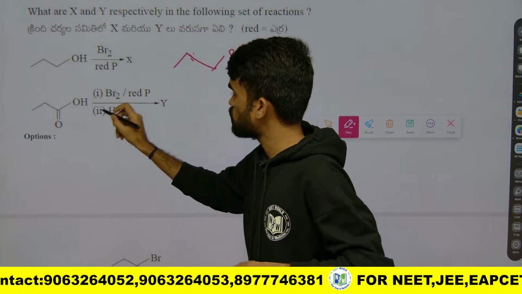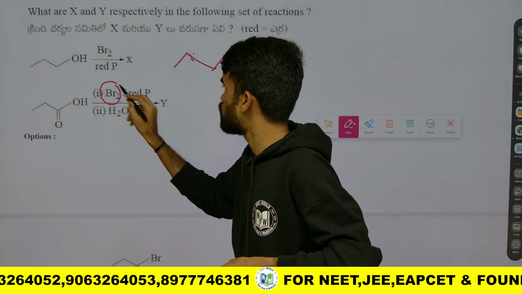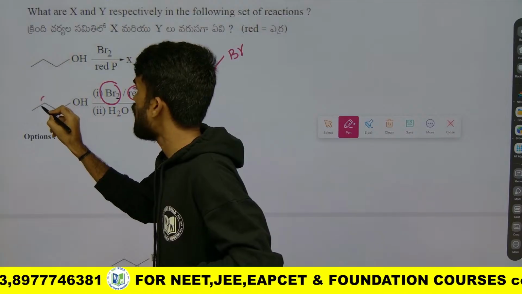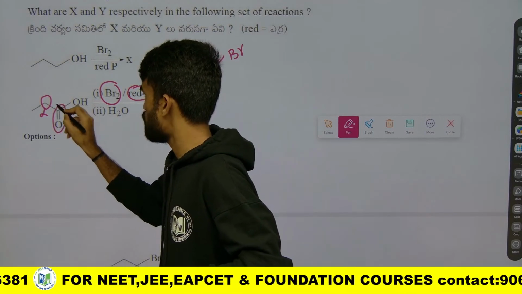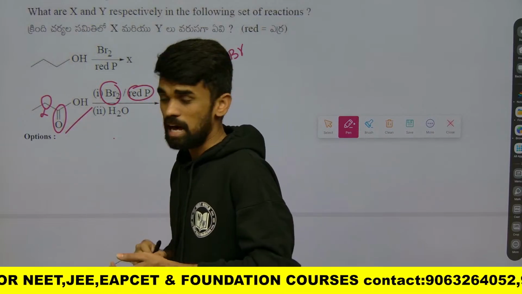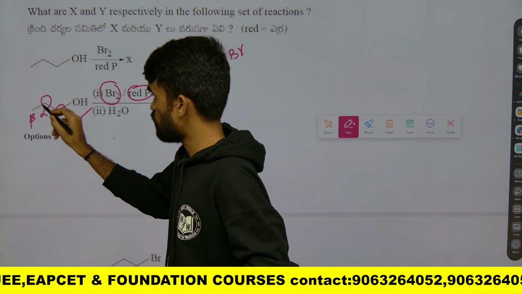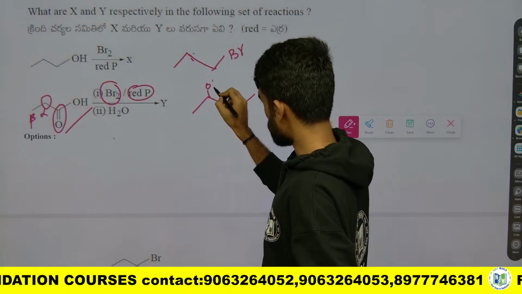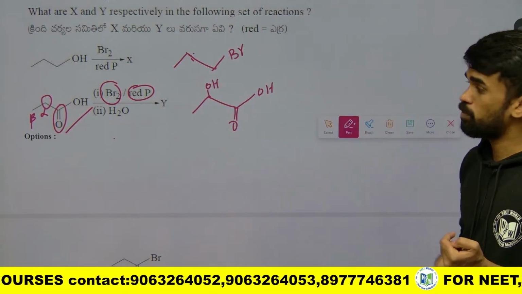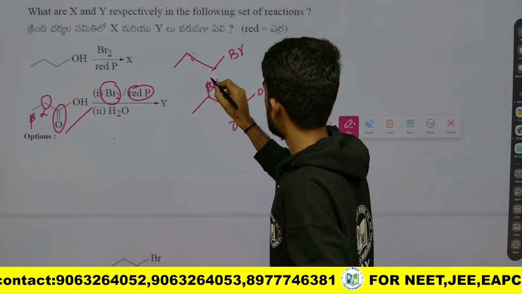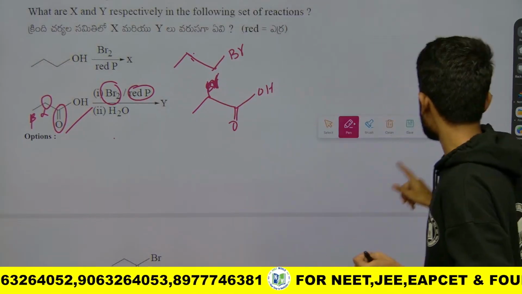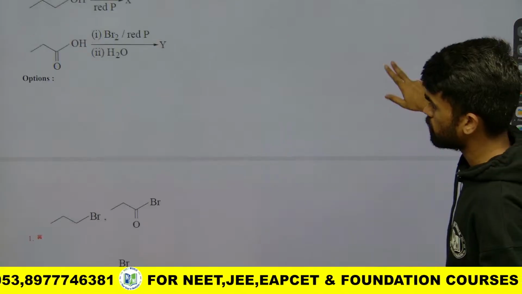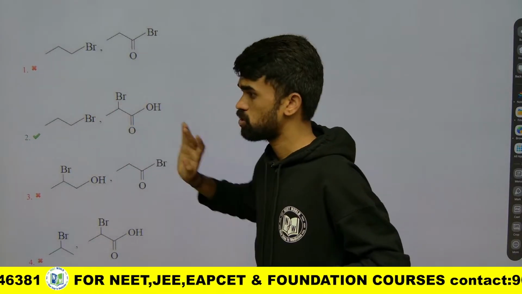Here we have a carboxylic acid and we are treating it with bromine and red phosphorus. This is the HVZ reaction. In the HVZ reaction, the position next to the carbonyl group of the carboxylic acid is the alpha position, and the next is the beta position. At the alpha position, bromine substitution takes place. So these are the two products: one is 1-bromopropane, and the other is alpha-bromo carboxylic acid. Look into the options. Yes, here we have the option, so that is our correct answer.